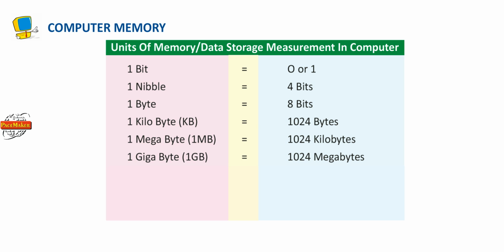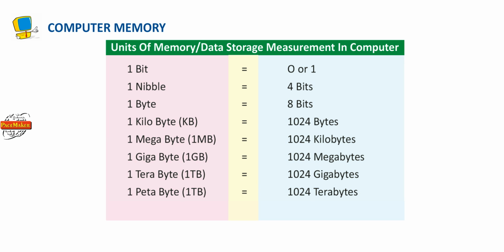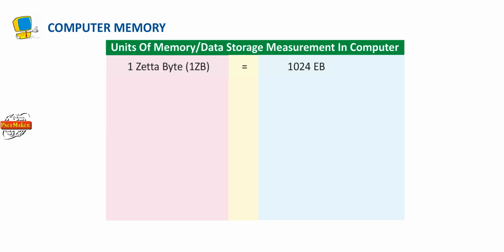1 gigabyte, 1 GB is equal to 1024 megabytes. 1 terabyte, 1 TB is equal to 1024 gigabytes. 1 petabyte, 1 PB is equal to 1024 terabytes. 1 exabyte, 1 EB is equal to 1024 PB, that is 1024 petabyte. 1 zettabyte, 1 ZB is equal to 1024 exabyte, that is 1024 EB.